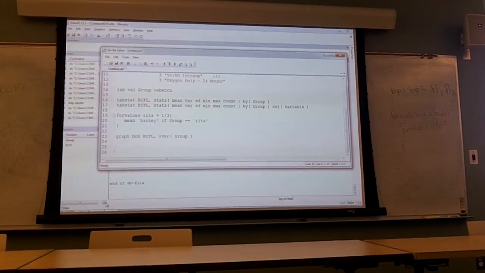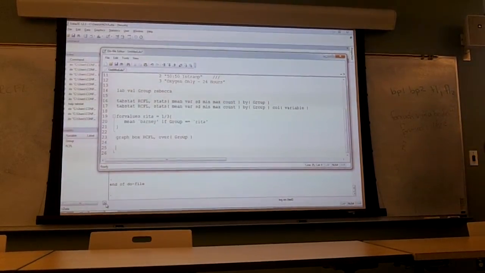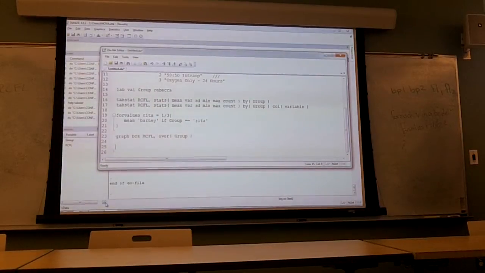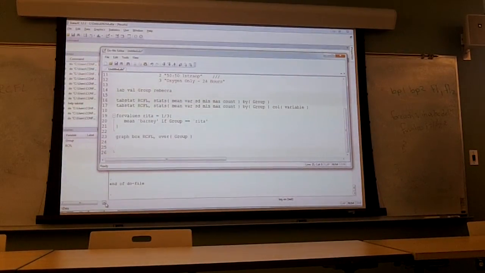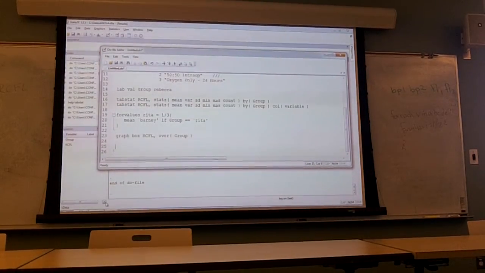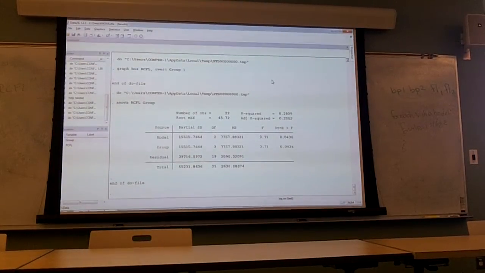All right, what do you want to do next? ANOVA. Let's do the ANOVA. Thank you for taking the chance there. So we can use the ANOVA command and RCFL group, and what do we see?